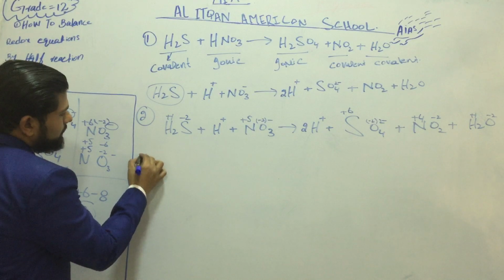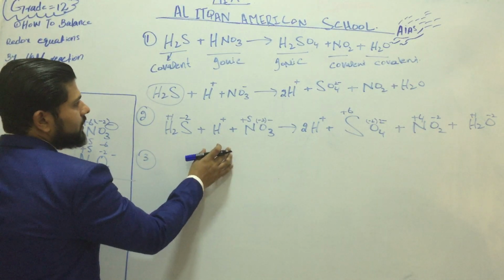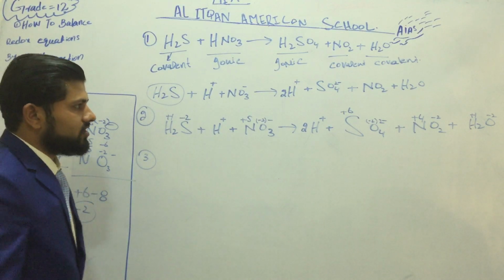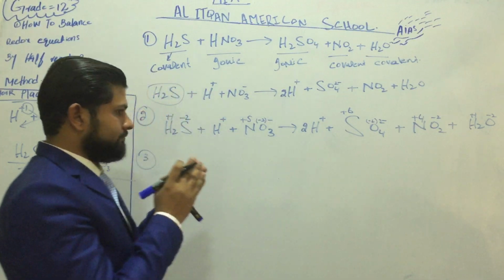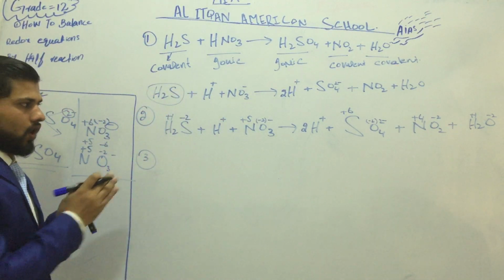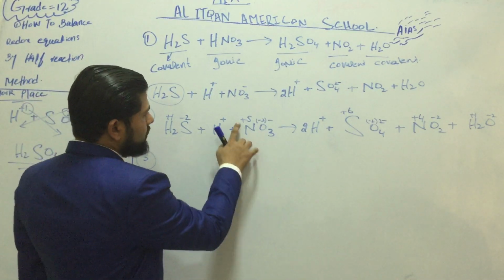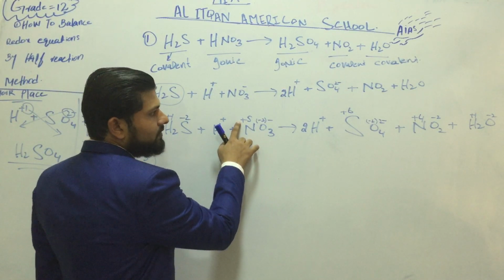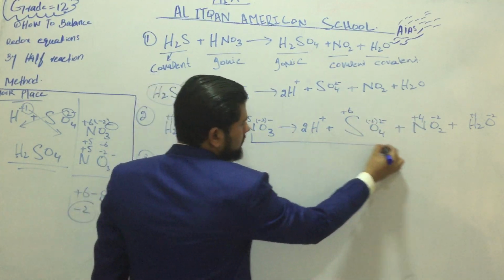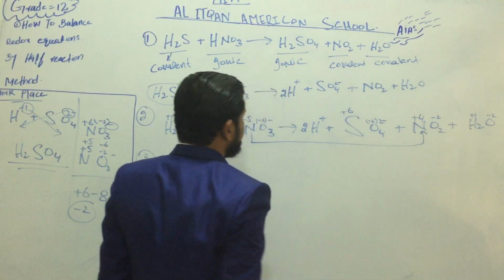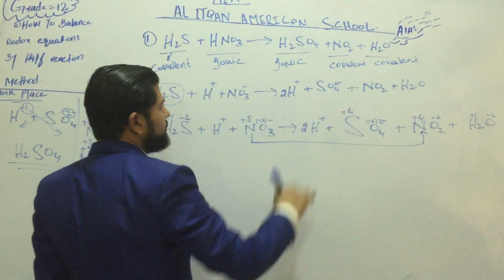And then the third step: you can just check first where the change in oxidation state is. There can be a change in oxidation state for only 2 elements on each side. So let's find out. You can see here the nitrogen oxidation state is +5 here and +4 there. So you can just make an arrow. You can see the oxidation state changed from +5 to +4.